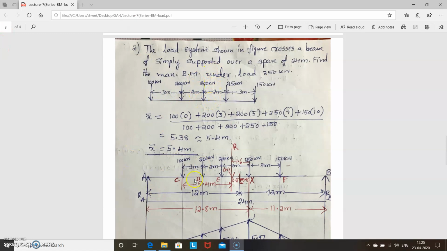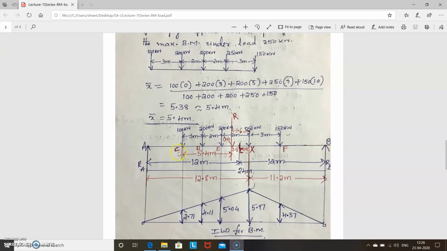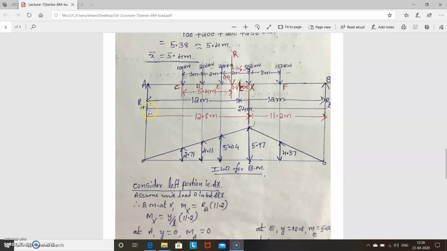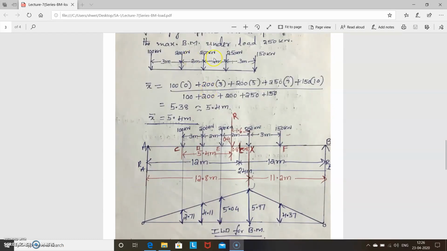Okay. So first draw a simply supported beam AB of span 24 meter, so L is equal to 24 meter. After that, place this loading system on the beam. Place the 100, 200, 200, 250 and 150 loads separated by these distances. Now this is A, this is B.